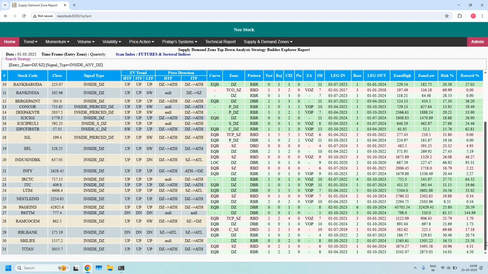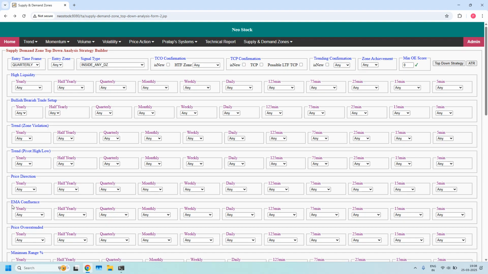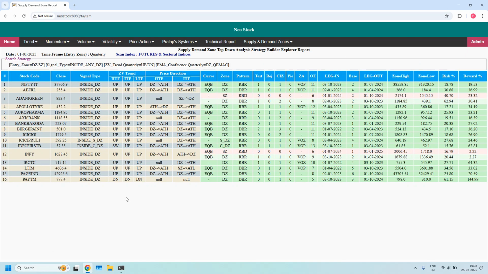We can further filter this list based on quarterly demand zone having quarterly EMA Confluence. Let's filter further. In the EMA Confluence at quarterly time frame, selecting the filter quarterly demand zone with quarterly EMA Confluence, and at the same time trend on the quarterly should not be sideways. It can be up or down. So we got 16 stocks. All these 16 quarterly demand zones are having quarterly EMA Confluence.